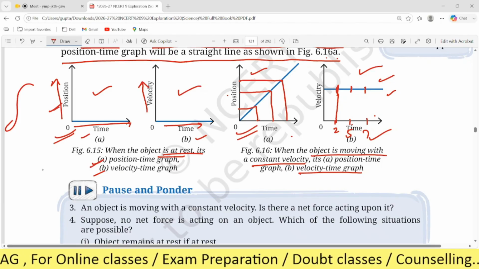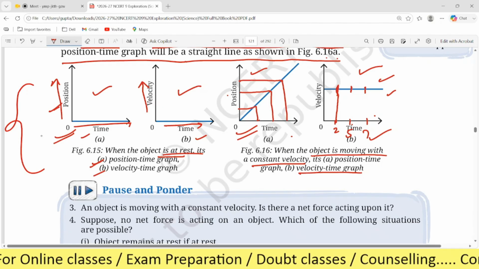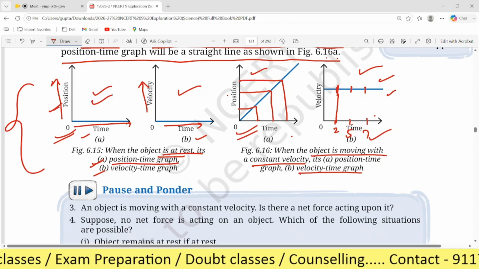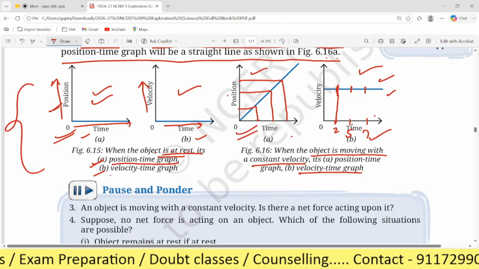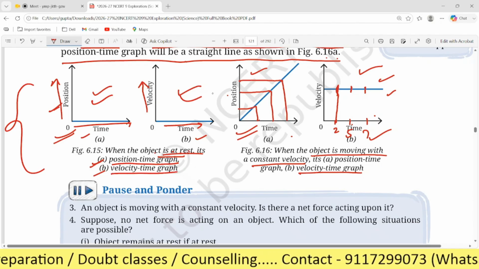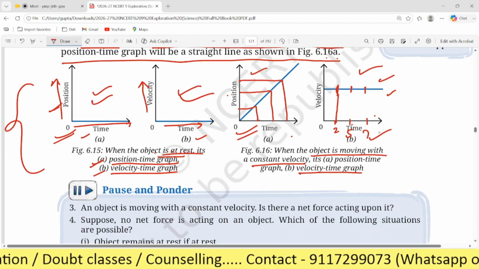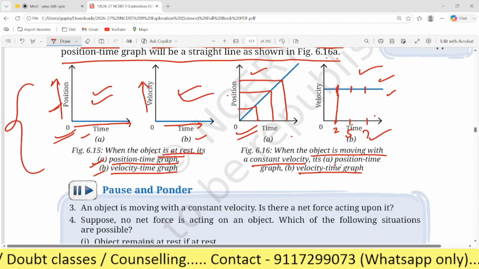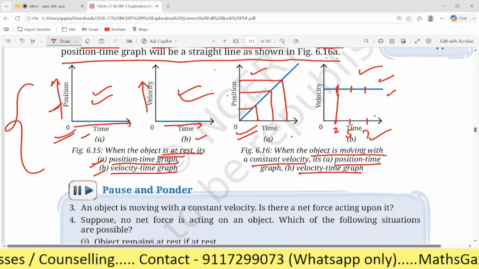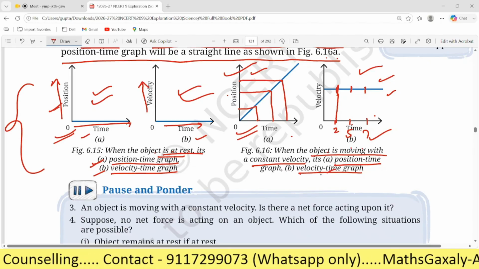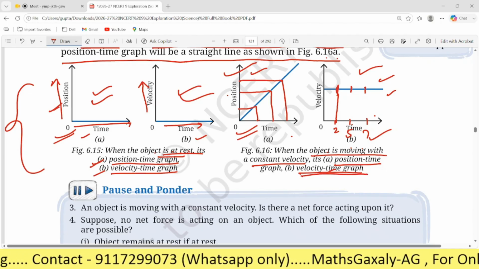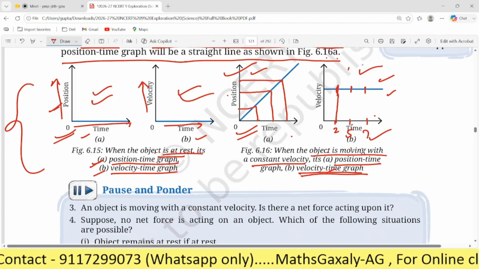Instead of writing like this, just give the heading position time graph when object is at rest and draw this one. After that, give the heading velocity time graph when object is at rest and draw this graph. In the next point, write position time graph when the object is moving with constant velocity and draw this graph. In the next point, velocity time graph when the object is moving with a constant velocity and draw this graph.